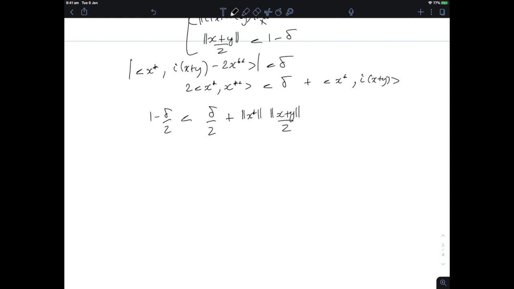Okay, but that tells me that 1 minus delta is less than, well, norm of x star is 1, and norm of (x plus y) over 2 is smaller than 1 minus delta. And that is my contradiction, which concludes the proof. So uniform convexity implies reflexivity, thanks to a large extent to Goldstein's lemma and the density of the image of B of x in the unit ball of x double star for the weak star topology.